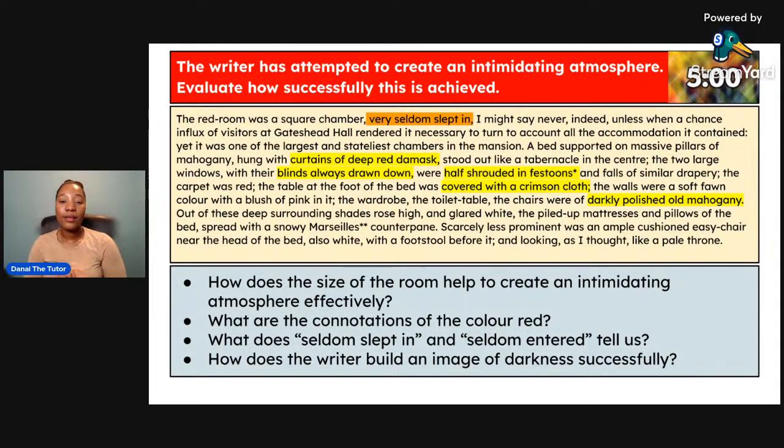Right, so now it's your turn, and you can add your answers to the chat. I've got 4 bullet points on the screen. So using the extract, try and answer all those questions. These questions are designed to have you think about the text to evaluate the text. So how does the size of the room help to create an intimidating atmosphere effectively? Think about the size of the room. How does that help make the atmosphere come across as intimidating? What are the connotations of the color red? Connotation means the ideas that we associate with the color red. And then what does seldom slept in and seldom entered tell us? And the last question, how does the writer build an image of darkness successfully?